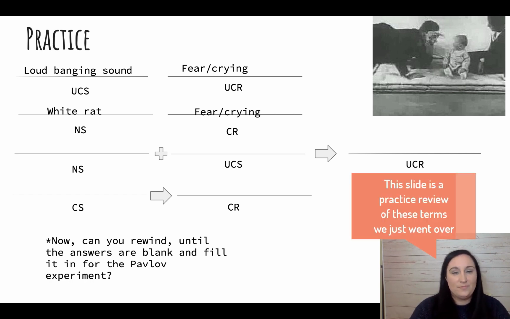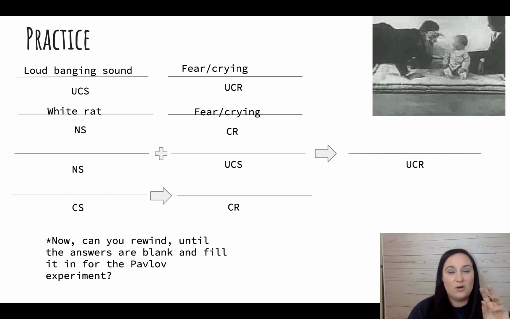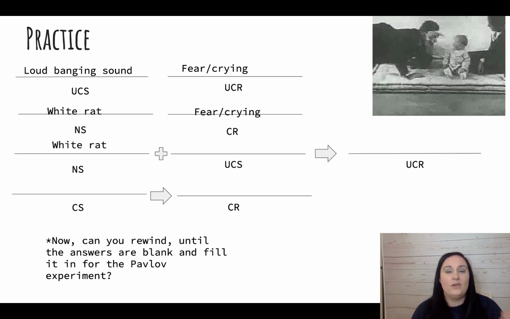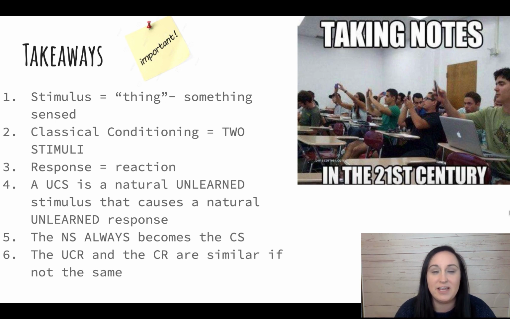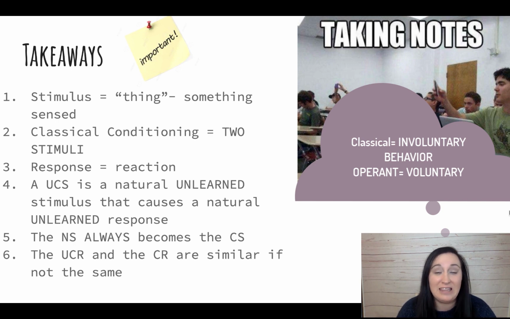This is the goal, unfortunately, to make the baby be afraid when seeing the white rat. So you pair the neutral stimulus, the white rat, with the natural stimulus, the thing that does produce the fear, and get the fear. And eventually, once learned, you just have a white rat. You don't need a sound. So remember, when you hear the word stimulus, think thing. Classical conditioning, you want to think two stimuli linked together. Response, you want to think reaction.